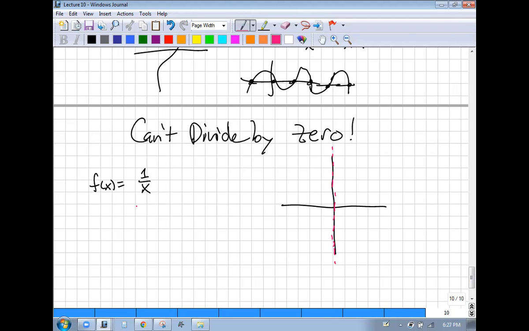So let's look at what this thing does when I get close to 0. If I plugged in, say, 1, so over here at 1, 1 over 1 is 1, right? So that's a point on my graph. What about negative 1? 1 over negative 1 is negative 1, so that's a point on my graph, right? Just plugging in some numbers.